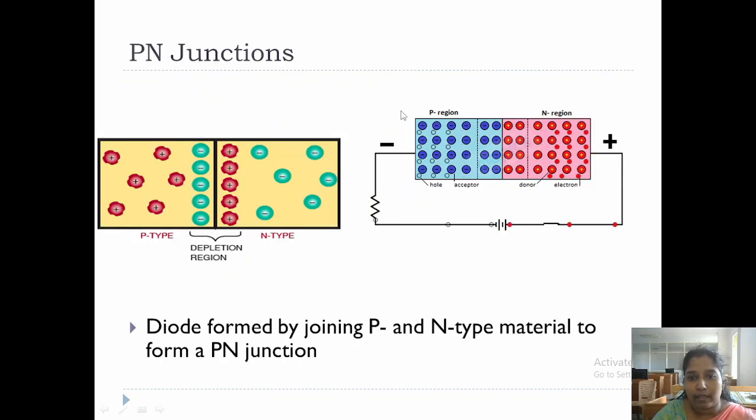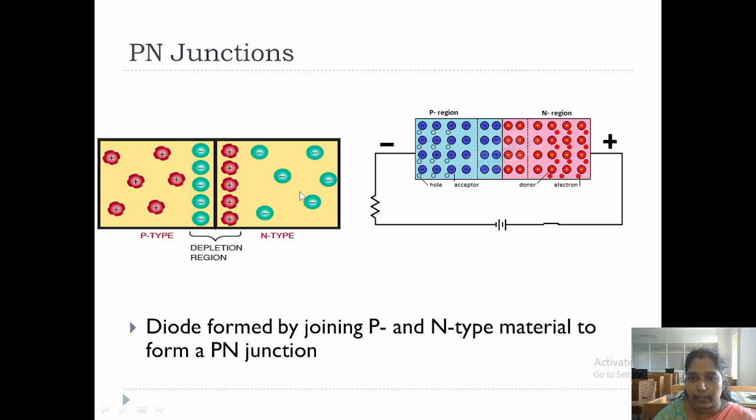This is the construction structure of a PN junction diode. We sandwich P and N type together to form a junction, and this is what you call a PN junction. In the case of P-type semiconductor, the holes are the majority carriers and the electrons are the minority carriers. Here, these are electrons and these are holes. While in the case of N-type semiconductor, the holes are the minority carriers and electrons are the majority carriers.